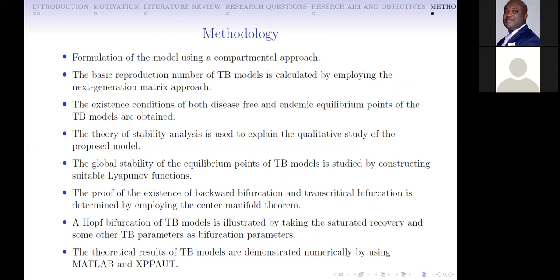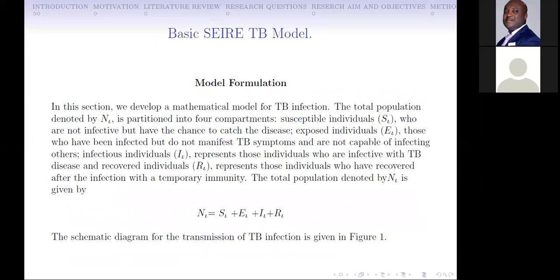The global stability of the equilibrium points of the TB model is studied by constructing suitable Lyapunov functions. The proof of existence of backward bifurcation and transcritical bifurcation is determined by employing the center manifold theory. The whole bifurcation of the TB model is illustrated by taking the saturated recovery and some other TB parameters as bifurcation parameters. And then lastly, the theoretical results of the TB model are shown numerically by using MATLAB and XPPAUT.